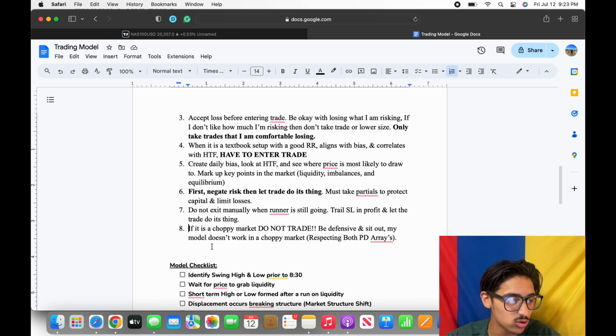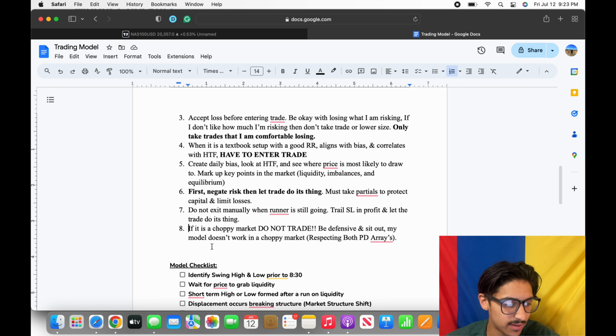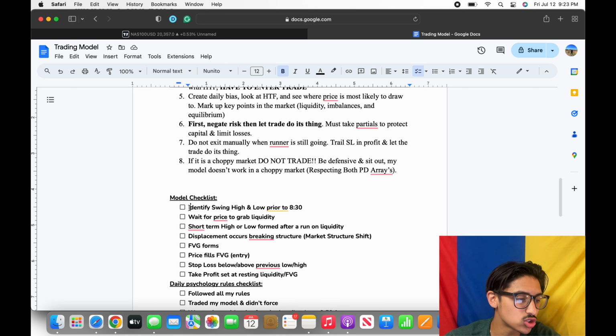Be defensive and sit out. My model doesn't work in a choppy market. So this is a good habit that I do have, is not trading a choppy market and knowing when to be defensive. But I added it as a rule just so it's something I have to follow, is when the market is just going back and forth, it's not doing anything, it's a no news Monday, or, I don't know, we got FOMC, it's an FOMC morning. I know to be defensive and sit out.